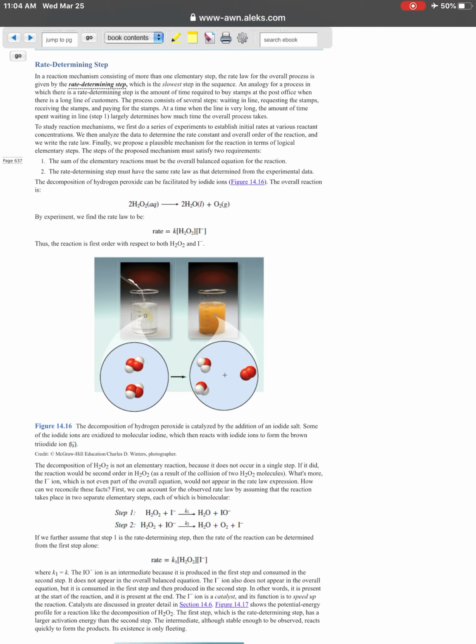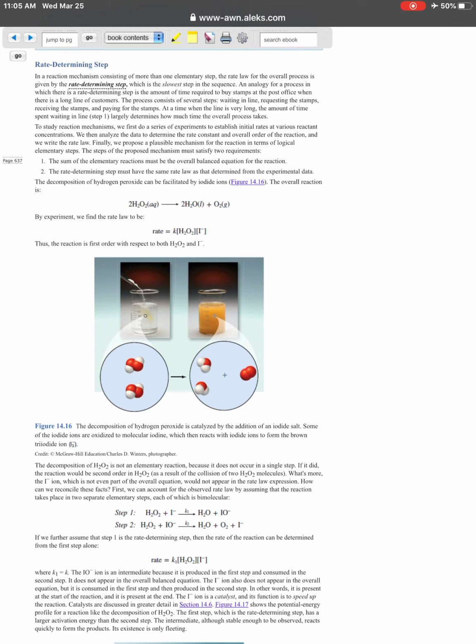The decomposition of H2O2 is not an elementary reaction because it does not occur in a single step. If it did, the reaction would be second order in H2O2 as a result of the collision of two H2O2 molecules. What's more, the iodide ion, which is not even part of the overall equation, would not appear in the rate law expression. How do we reconcile these facts?